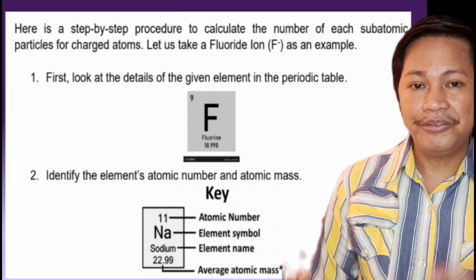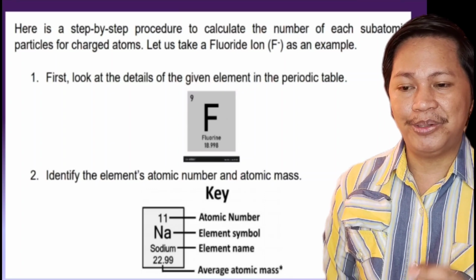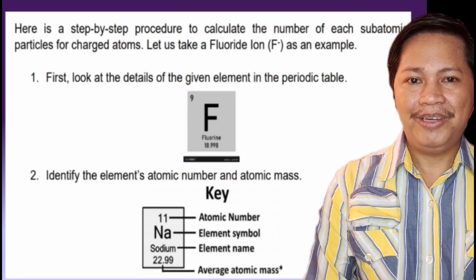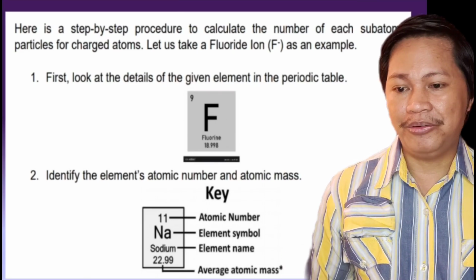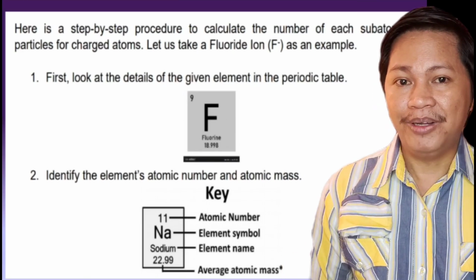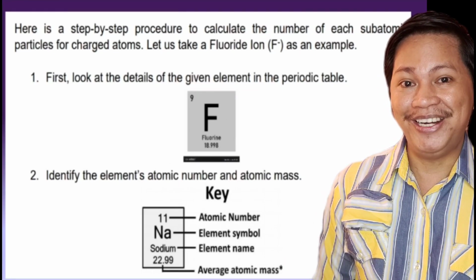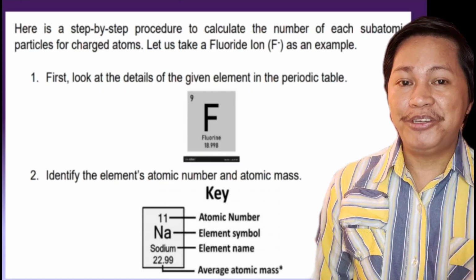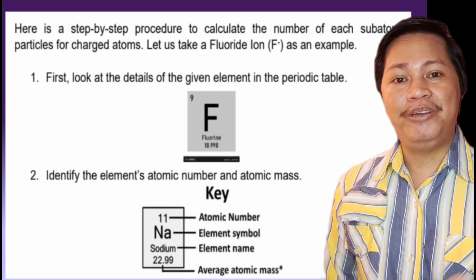Number 1, first, look at the details of the given element in the periodic table. Again, every element has its information na binibigay. First, the element symbol, capital letter F, and then of course we have the atomic number and atomic mass. So do not be confused again. How do we know if that is atomic number or atomic mass?